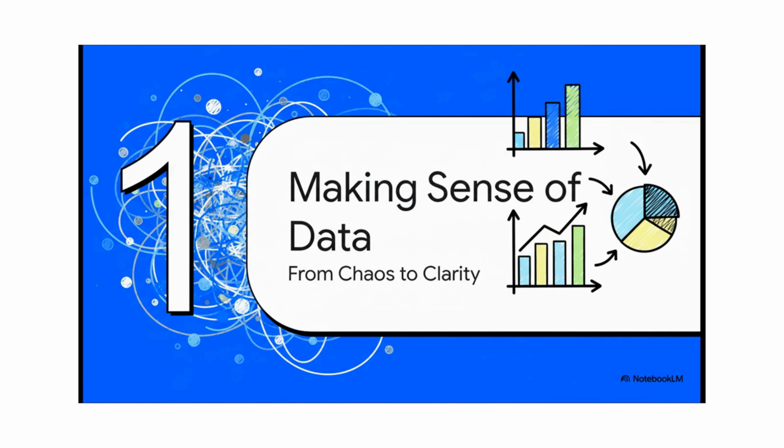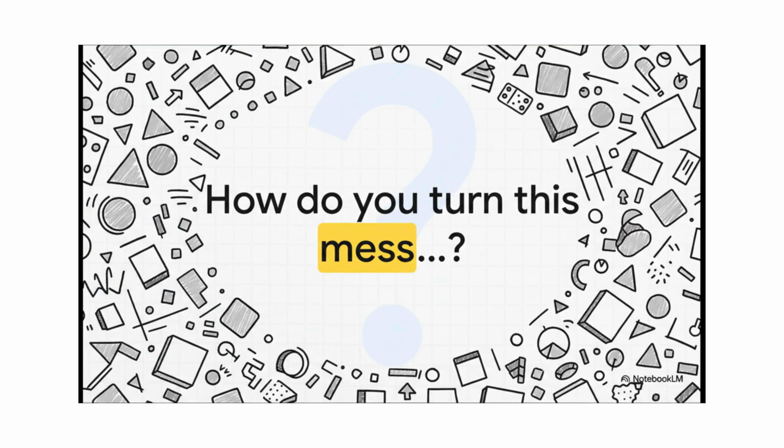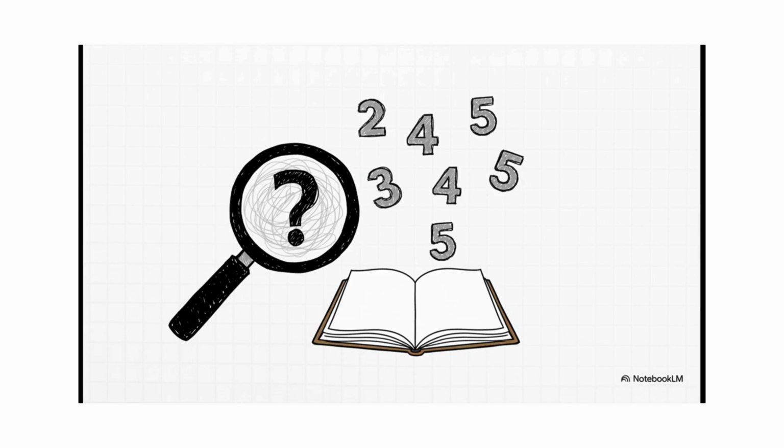Okay, let's kick things off with section 1, making sense of data. This is all about taking something chaotic and making it clear. Because, let's be honest, we all start with a problem that looks a little something like this. You've done all the hard work, you've collected your data, and you're left wondering, how in the world do you turn this mess into something that actually means anything? Right now, this is just a random jumble of numbers. It doesn't tell us a story, it doesn't reveal any patterns, so what's even the point?